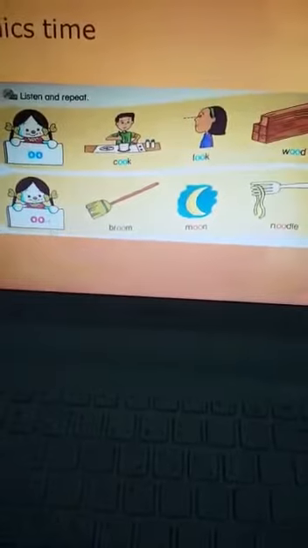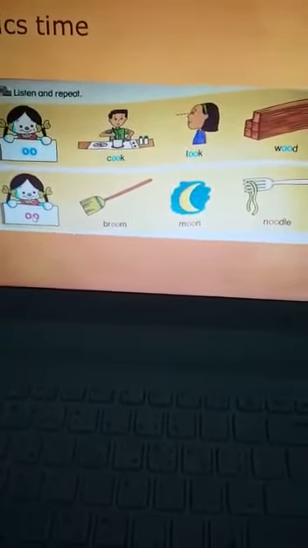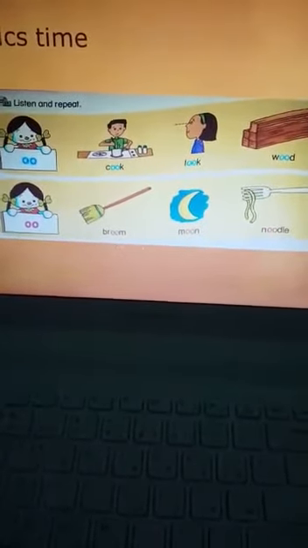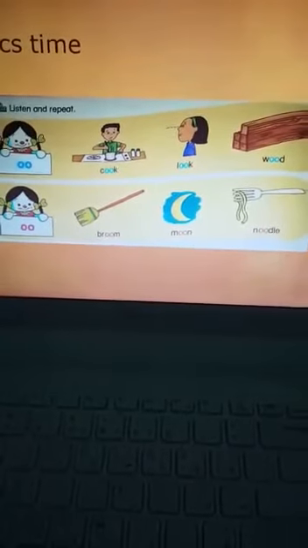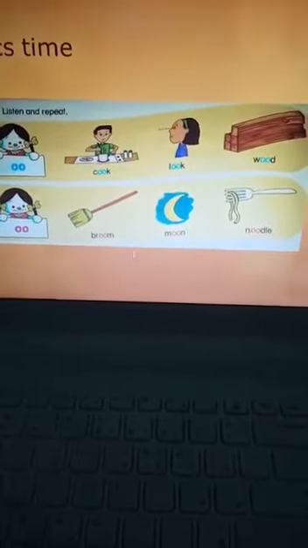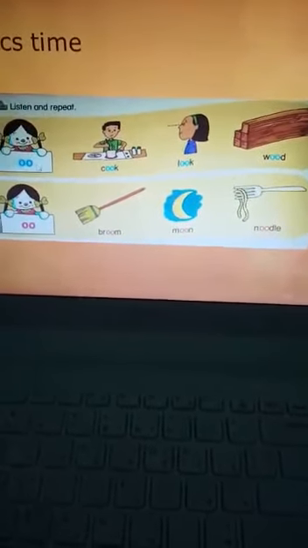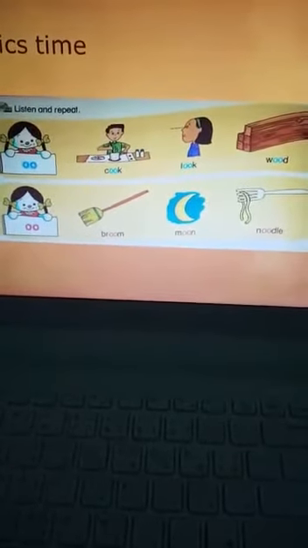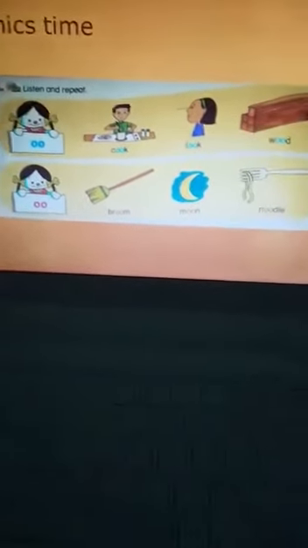Cook, look, would. Okay, and here the double O again, but we pronounce it a bit longer, like in broom, moon, noodle. So here the vowel is short, and here the vowel is a bit longer. Okay, let's have some examples.